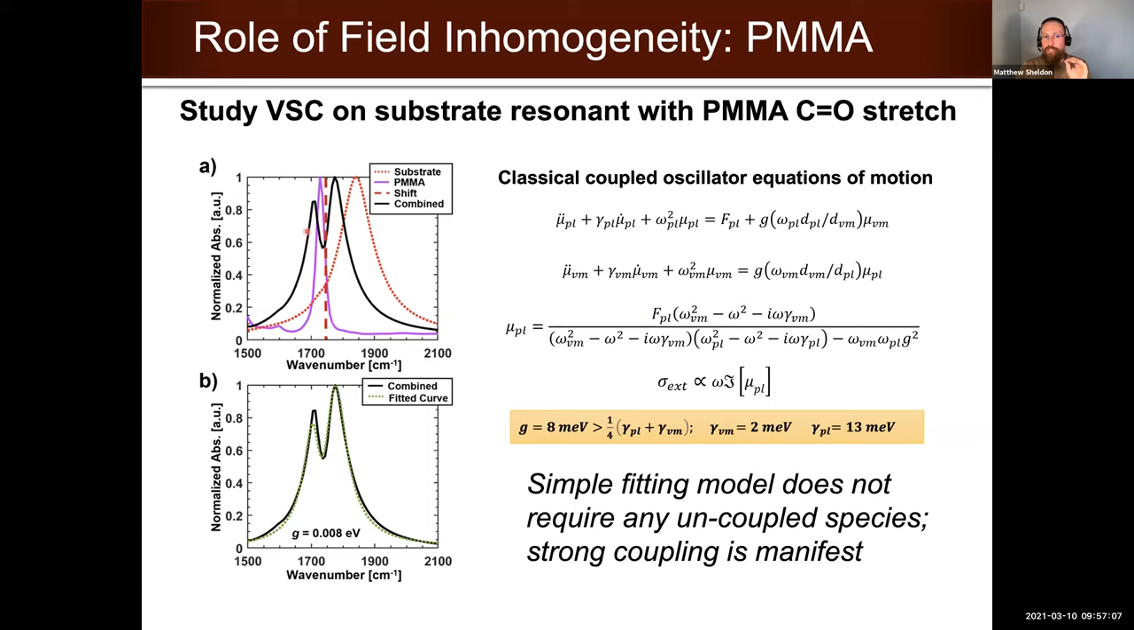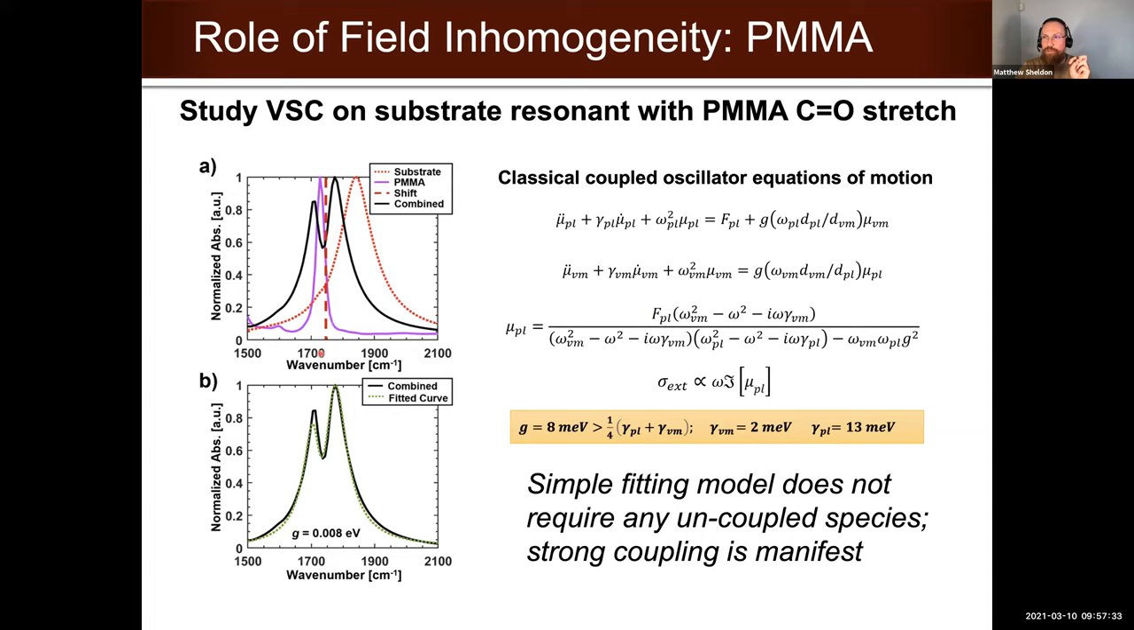And the sort of magenta pink color is the unperturbed molecular absorption spectrum. The red dashed line is the mode, the plasmonic resonance of the substrate. And then the black curve is when we measure everything at the same time. You can clearly see a nice Lorentzian type line shape, but with splitting and a decrease in signal intensity at the molecular resonance, the vibrational mode we are coupling to.